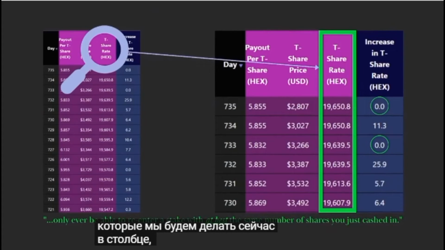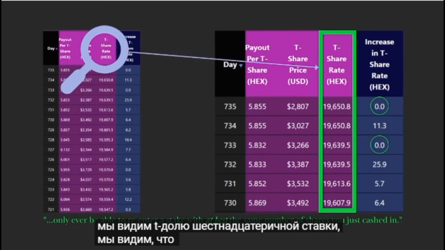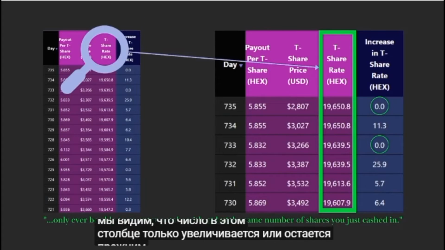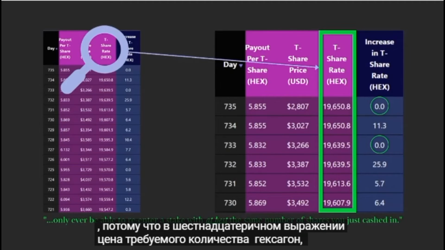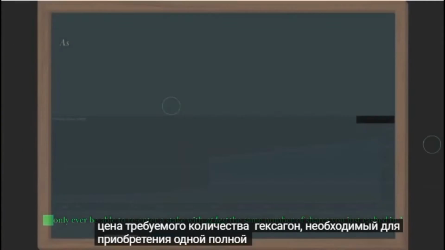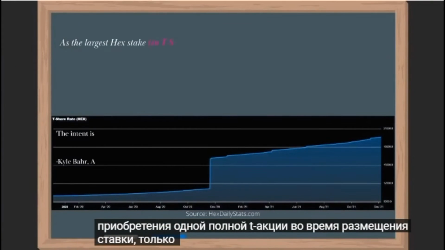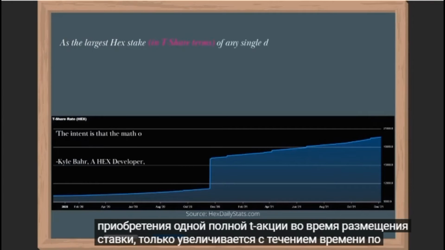In the column highlighted to the right, we see the T-share rate of Hex. We can see that the number in this column only increases or remains the same. That is because, in Hex terms, the price of required number of Hex necessary to acquire one full T-share at the time of staking only increases over time.